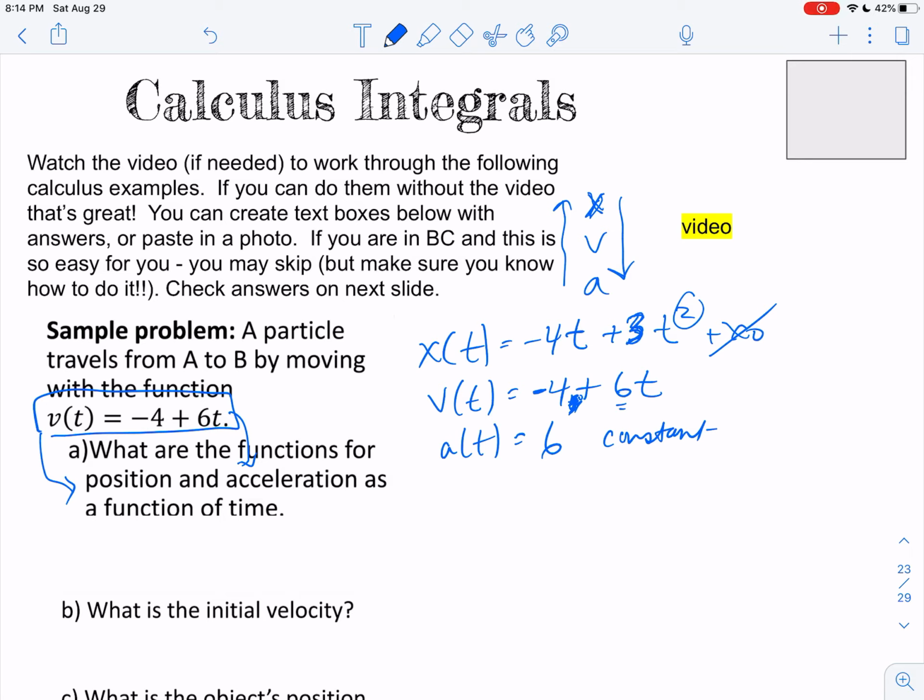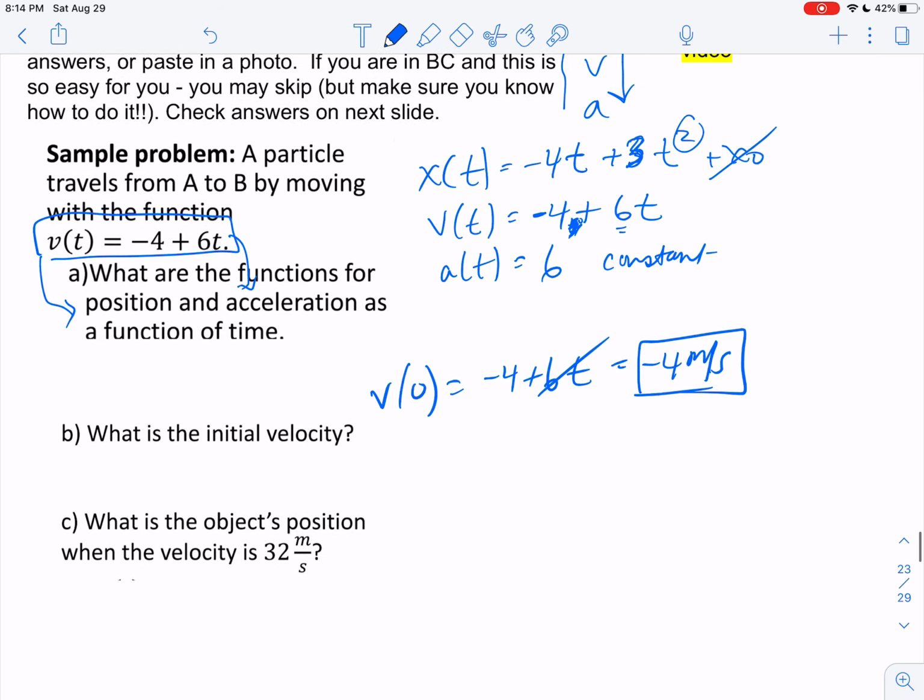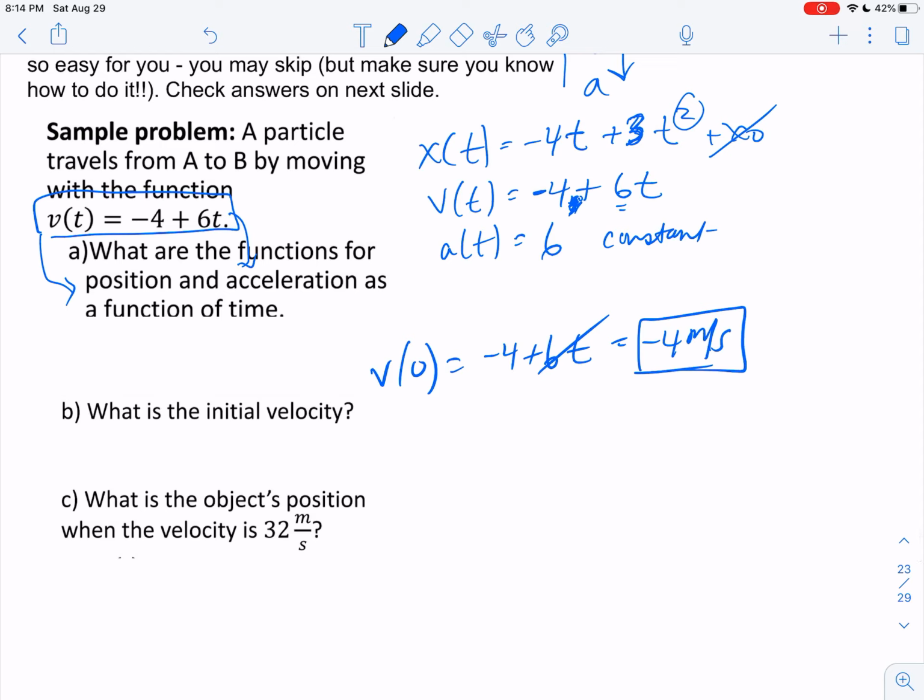All right, what would the initial velocity be? Remember, initial velocity just means when the time is 0, that's it. So if I just basically plug in a 0, then this is going to be negative 4 meters per second.